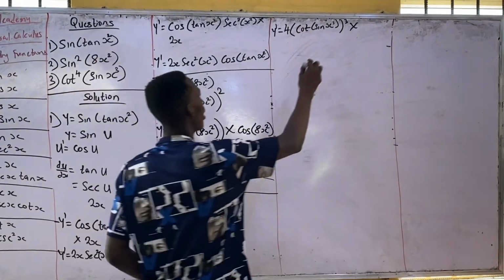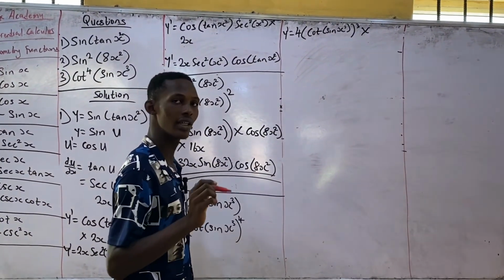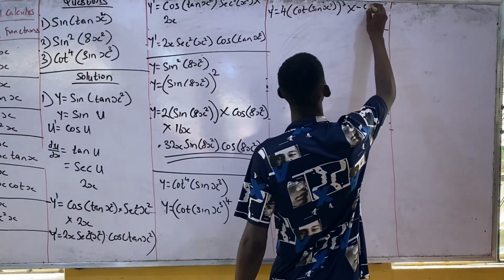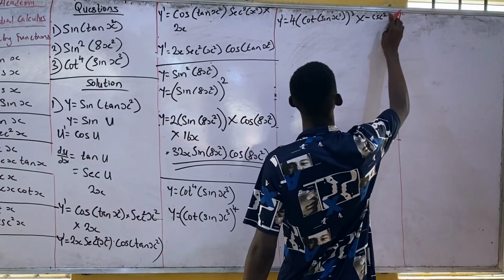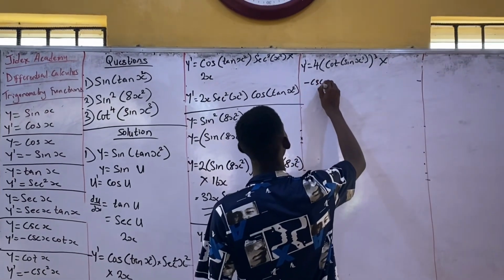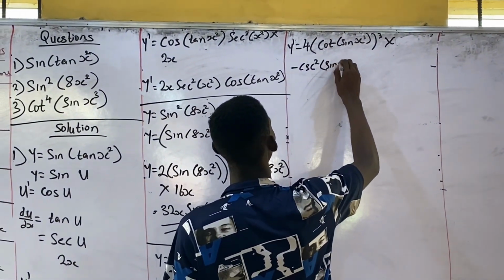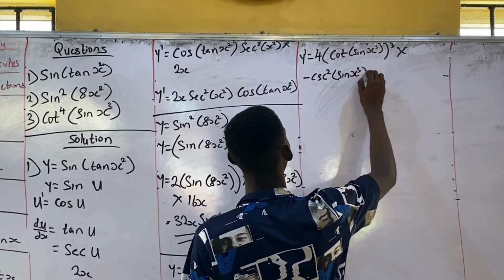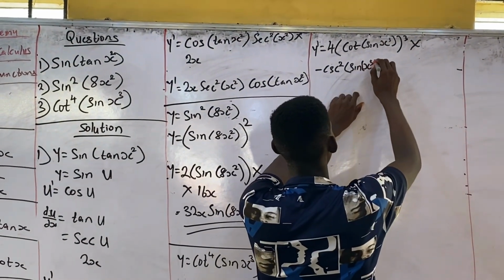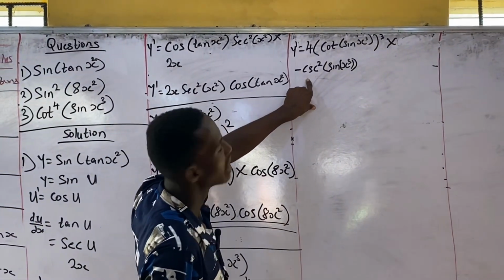Can you see? So now we move. Derivative of cos is what? Minus cosec square x. But this time I will be putting x. So this will give us what? Minus cosec square. Okay, let me write it here. Times minus cosec square. Open bracket sine x to the power of 3 close bracket. Of course, this should be in brackets. So we are finding the derivative of what? Cos. This is it.